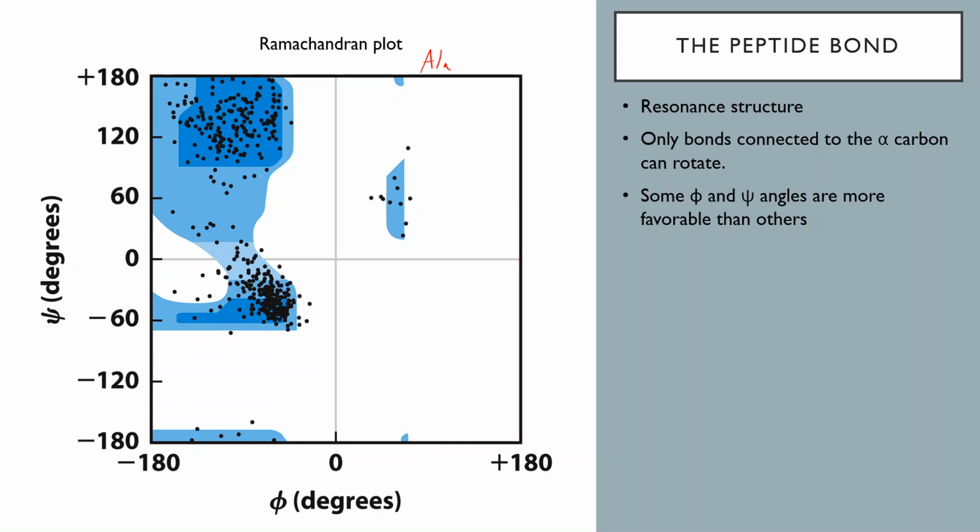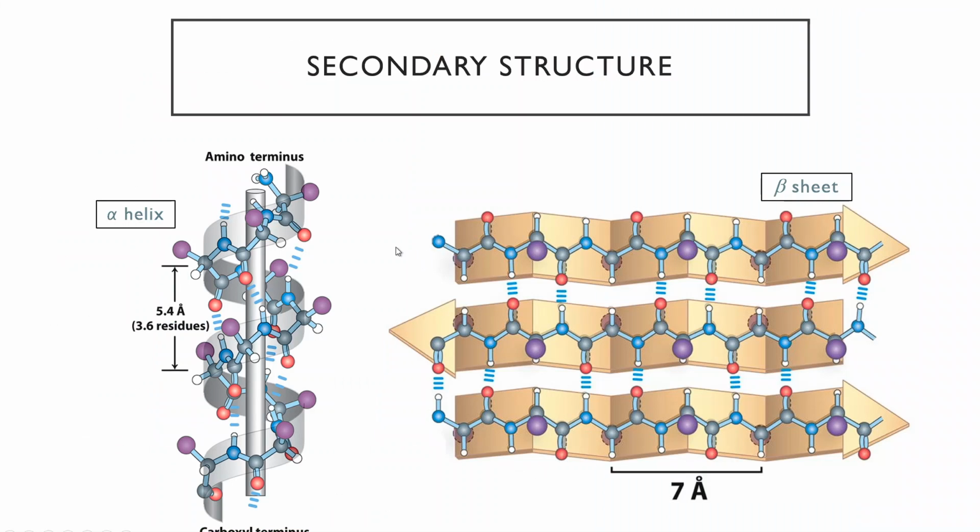Some angles are just not easy to produce, and we'll come back to this in a bit, because we'll see that there are some secondary structures that allow different bond angles. All right, so next time we will talk about those secondary structures.